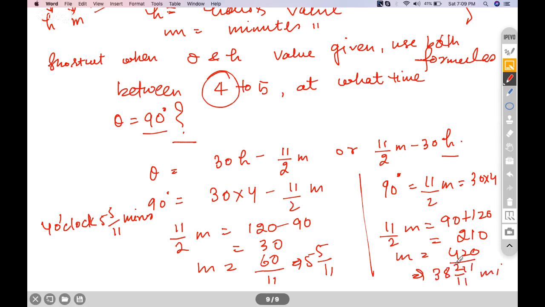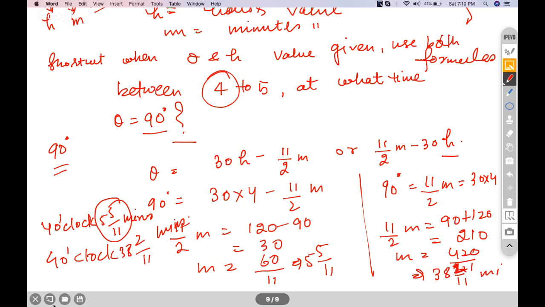So M is 420 by 11, which is equal to 38 2/11 minutes. One second, let me check: 11 threes are 33, 90, 88, 2, so 38 2/11. Yes. So a 90 degree angle is formed at two times between 4 o'clock and 5 o'clock: one at 4 o'clock 5 5/11 minutes, and second at 4 o'clock 38 2/11 minutes.